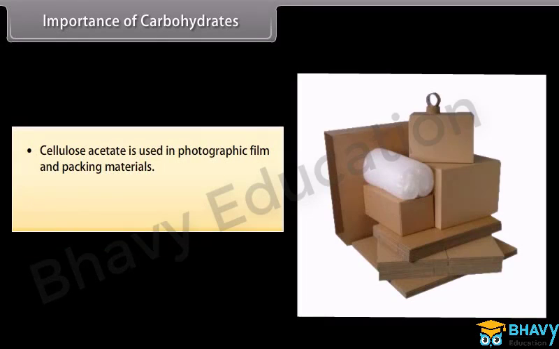Cellulose acetate is used in photographic film and packing materials. It is present in storage form of food in plants as starch.